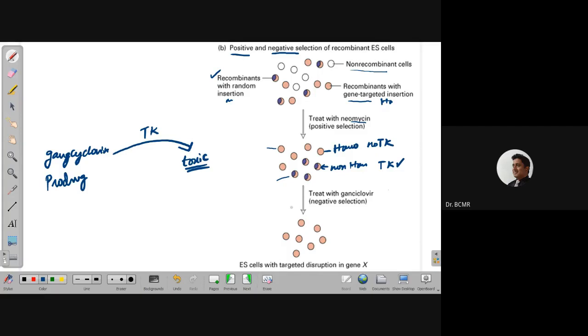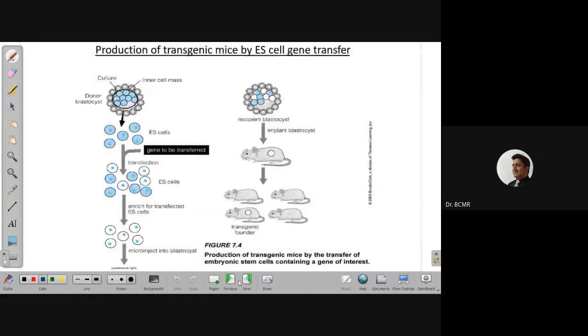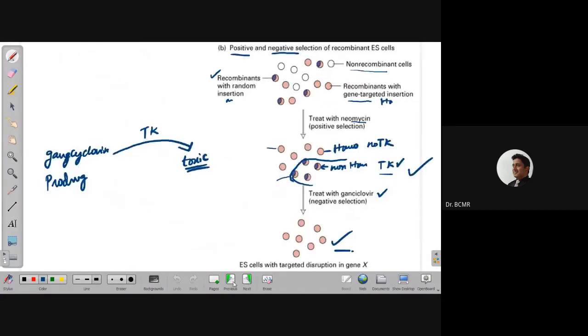When we grow these two types of recombinants in the presence of ganciclovir, if any cell has thymidine kinase from HSV, it will convert the drug into a toxic compound and kill the cell. Therefore, that is negative selection. The presence of thymidine kinase within the cell is killing the cell, right? So all these non-homologous ones will be eliminated, and what we get are the correctly recombined, that is homologously or targetedly recombined, gene construct. Okay, I hope you understood that much.